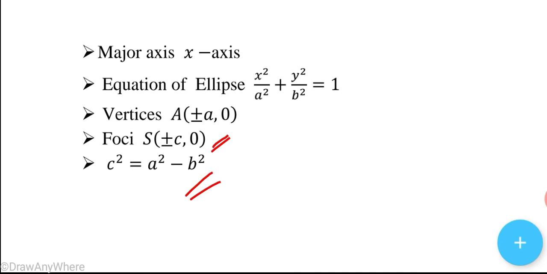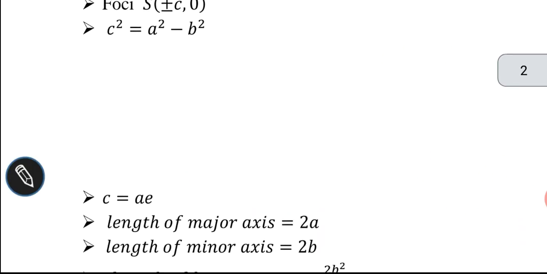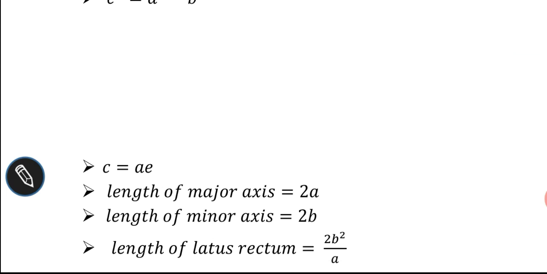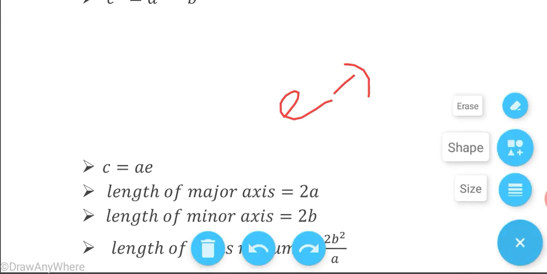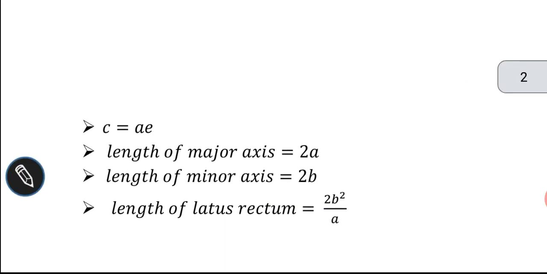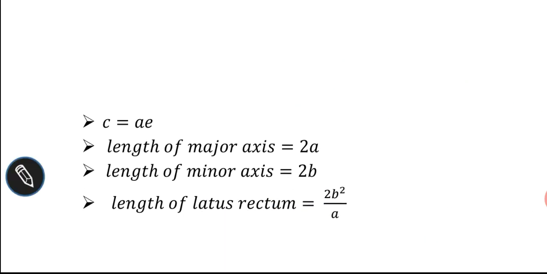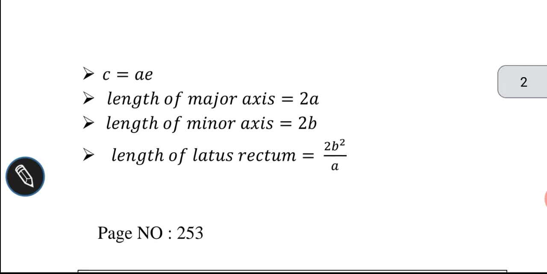Okay, for an ellipse the relation between a, b and c is c squared is equal to a squared minus b squared, where c is equal to a into e. E denotes the eccentricity of the ellipse. The length of the major axis is 2a, the length of the minor axis is 2b, and the length of the latus rectum is equal to 2b squared by a.